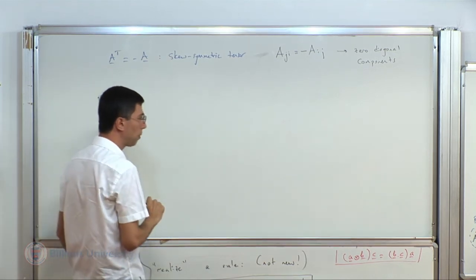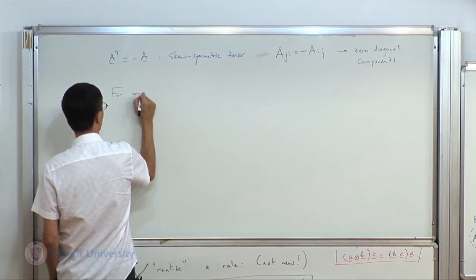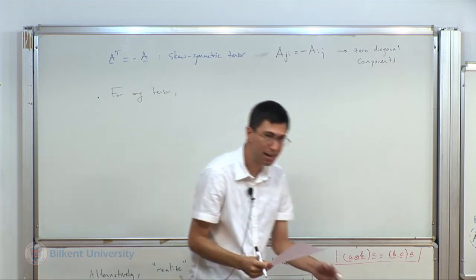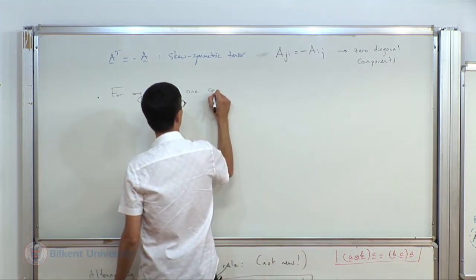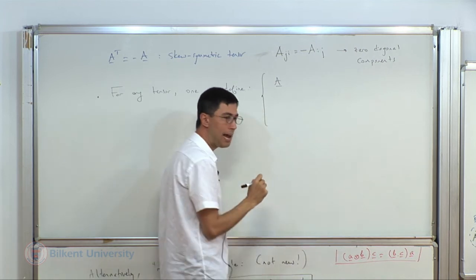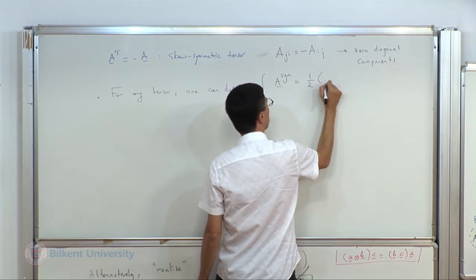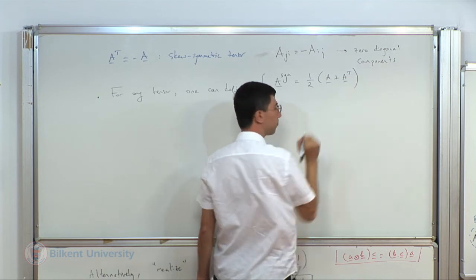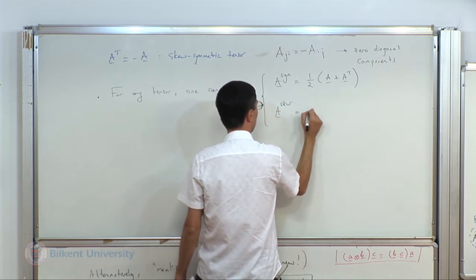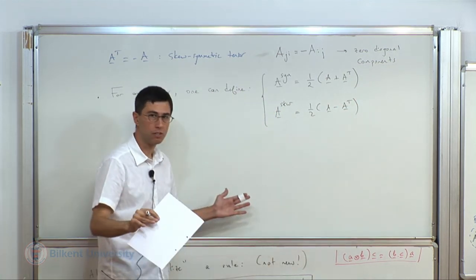Now, since we talked about symmetric and skew symmetric tensors, it turns out that for any tensor, you can define a symmetric and a skew symmetric part. And I'm going to indicate those like this. So I take a tensor A, and I would like to define its so-called symmetric part. It's 1/2 (A plus A transpose). And I can also define its so-called skew symmetric part. It's 1/2 (A minus A transpose).